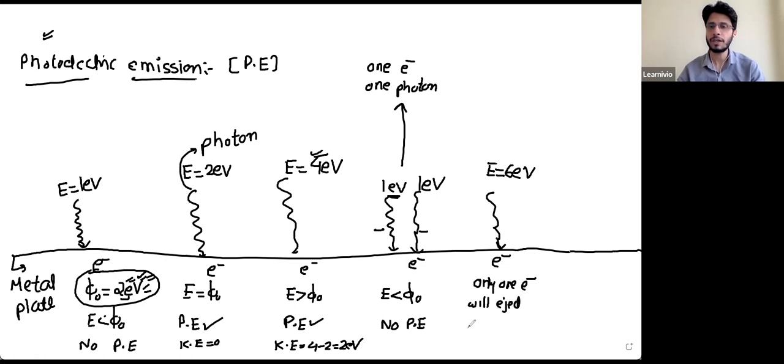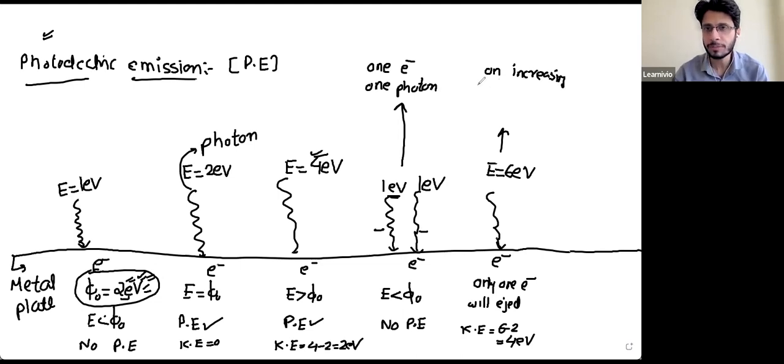And the rest of the energy will go in the form of kinetic energy. 6 minus 2, so that is 4 electrons. So this important conclusion is on increasing energy of photon, on increasing all these statements that I am writing here. I'll be using all these in graphs.